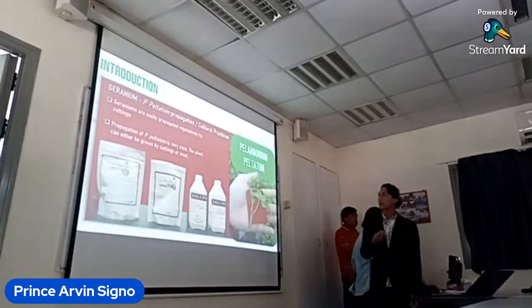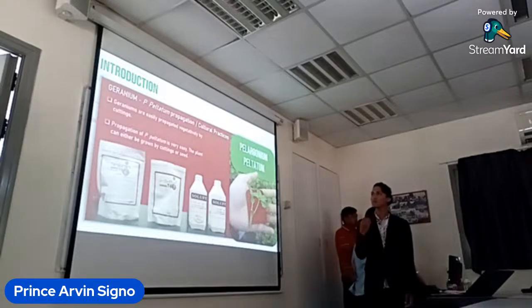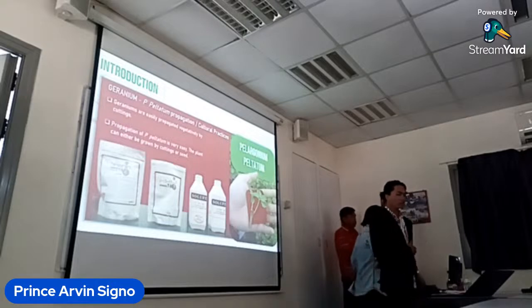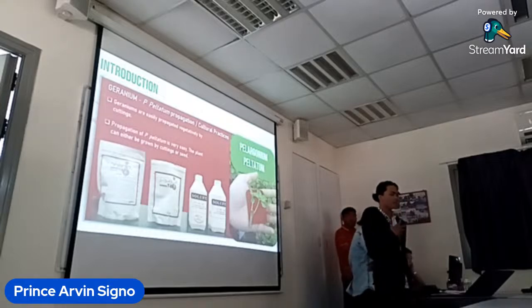Geranium, Pelargonium peltatum, and cultural practices. Geraniums are easily propagated vegetatively by cuttings, enabling look-alike plants, a crucial advantage for the market. Propagation of Pelargonium peltatum is very easy. The plant can either be grown by cuttings or seed. Cuttings can be taken in autumn, spring, after seeding, and after flowering. Semi-mature stem cuttings can be taken, and rooting takes 4 weeks before we plant it in semi-drained soil.